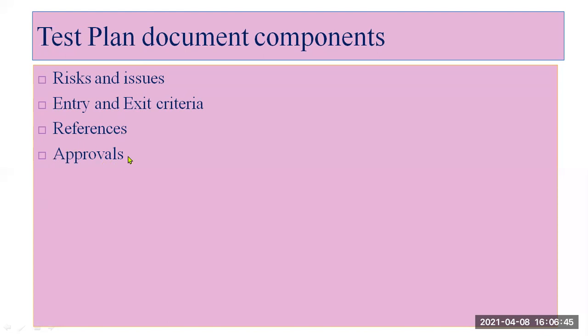Next one is approvals. Once we have prepared the test plan document for any project, we take the review with our lead and manager. After that, we take the approval from our manager and other stakeholders, like the dev manager or test manager. Those people's approvals are required, so in that phase we use approvals.